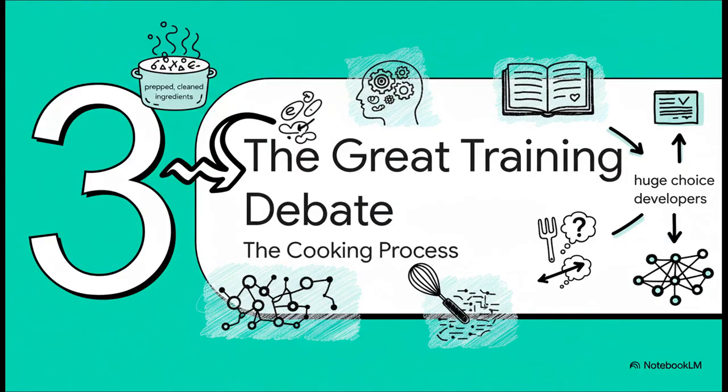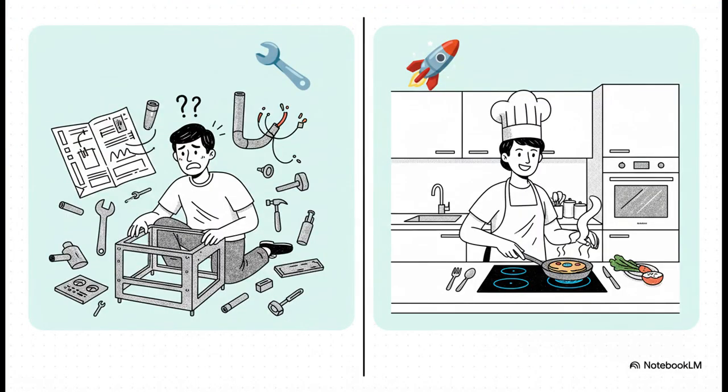Okay, our ingredients are all prepped, they're clean, and they are ready to go. So now it's time for the main event, the cooking. This is the training phase. This is where we take all that pristine data and use it to teach our model all the patterns and nuances of human language. And right here, this is where developers have to make a really big choice. And that choice is basically this. Do you build your own professional-grade kitchen from the ground up, or do you rent a high-end, state-of-the-art one where everything's already set up for you?